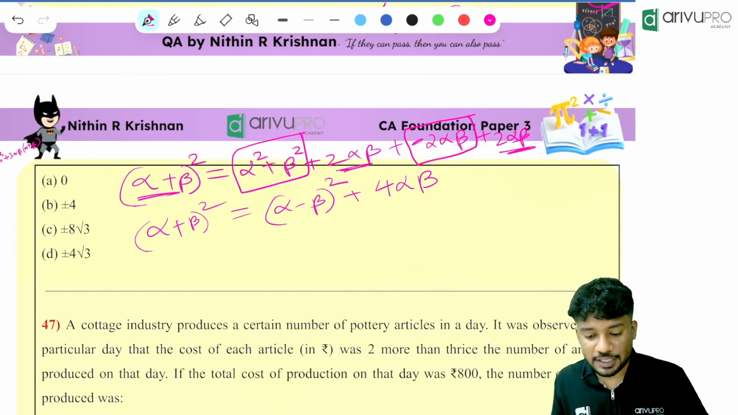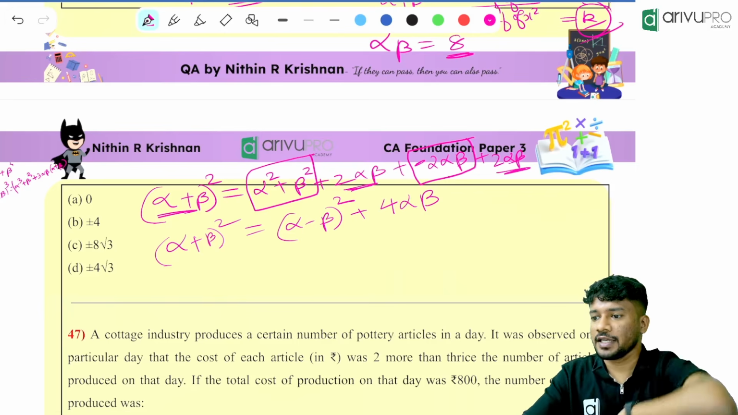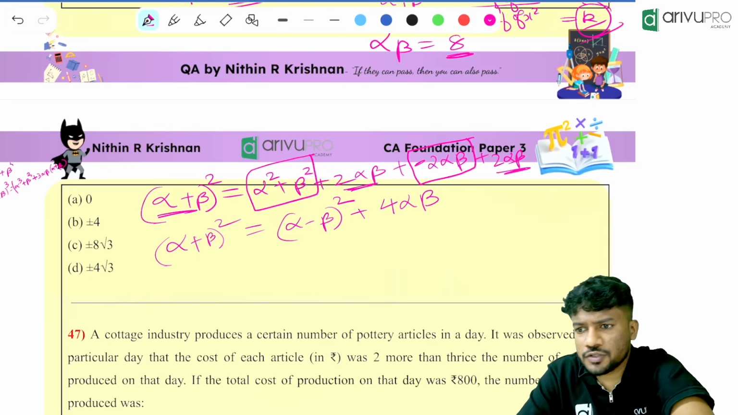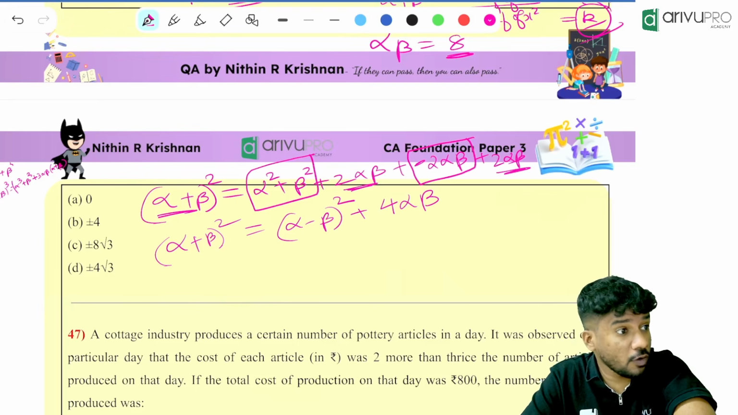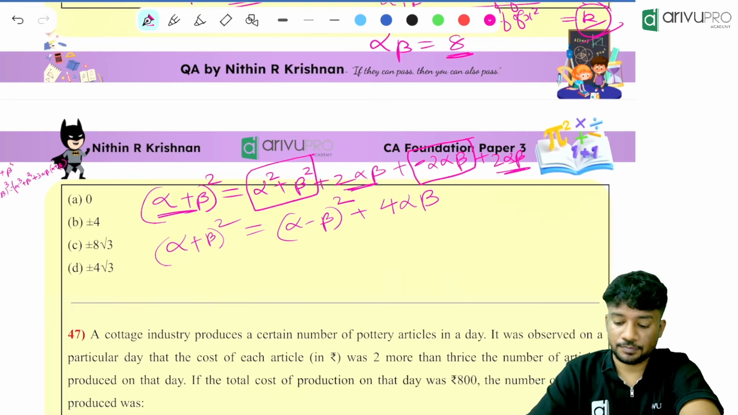Okay, everyone keep a note of it. Any doubt in this step, please ask me now. Everyone, tell me, understood this? If not, also tell me directly. A plus b the whole square, I am writing in terms of a minus b.